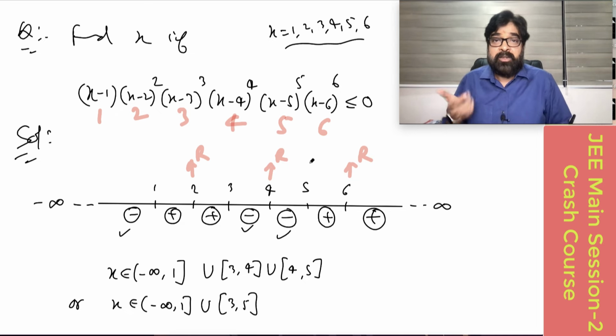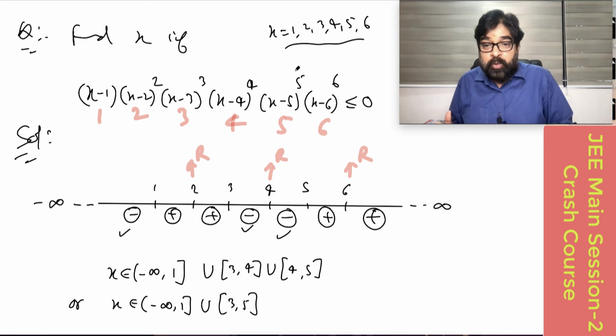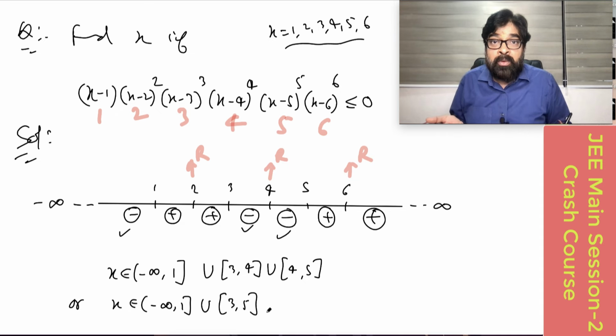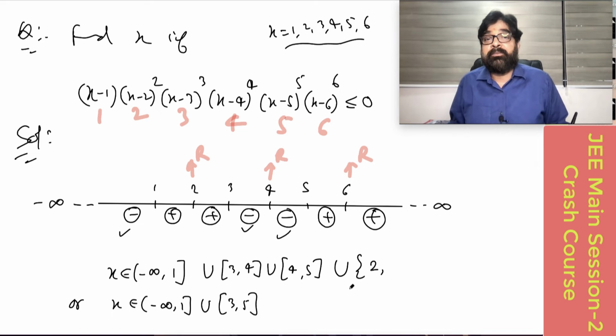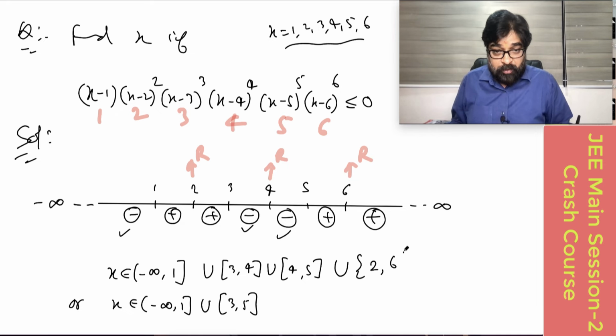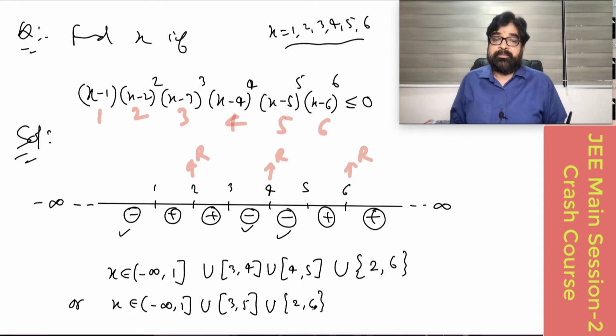Yes. So let's verify. Is 1 included? Yes, it's part of the answer. 2 is not there, so we have to include 2 from our side, in curly brackets. When you are including a set of points, use curly brackets. 3 is there, very much there. 4 is there. 5 is there. 6 is there? No. So we have to include it. Means this answer will be this, with curly bracket 2, 6.